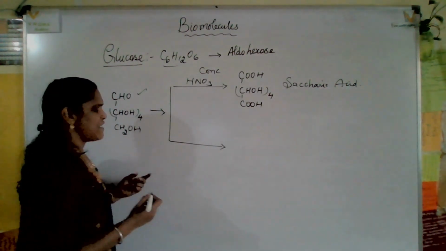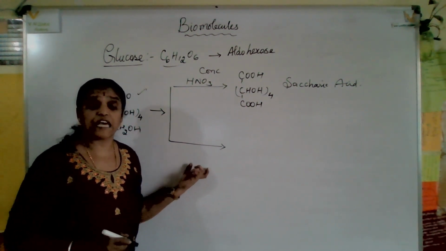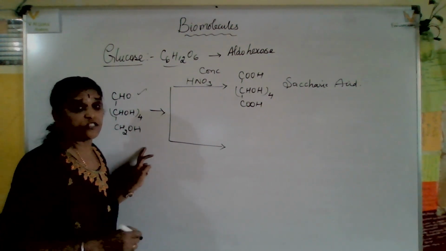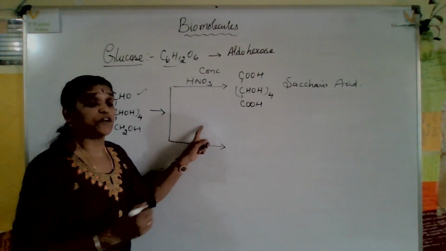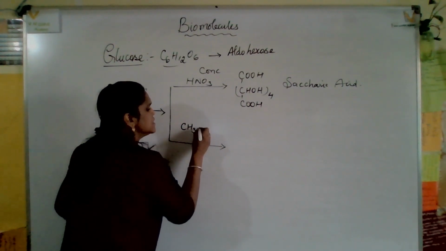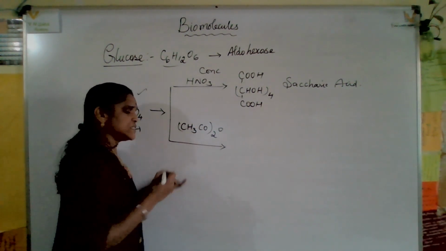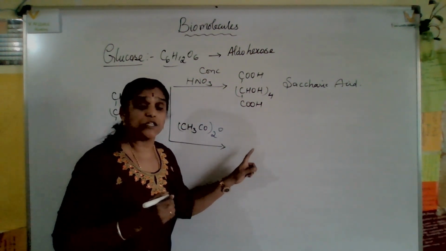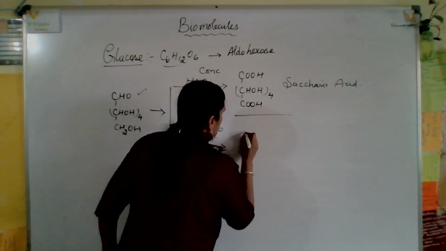Now next one. Glucose actually has 5 hydroxyl groups. How do we identify that it has 5 hydroxyl groups? This is CHO, CHOH 4 times, CH2OH. So what is the product we will get if it reacts with acetic anhydride? You know what acetic anhydride is: (CH3CO)2O. Acetic anhydride reacts with glucose and you get glucose pentaacetate.